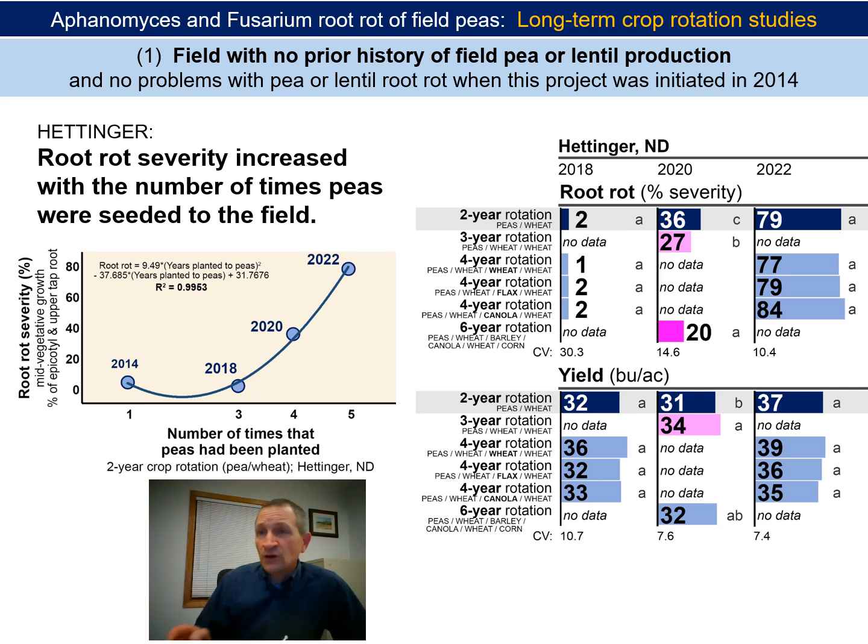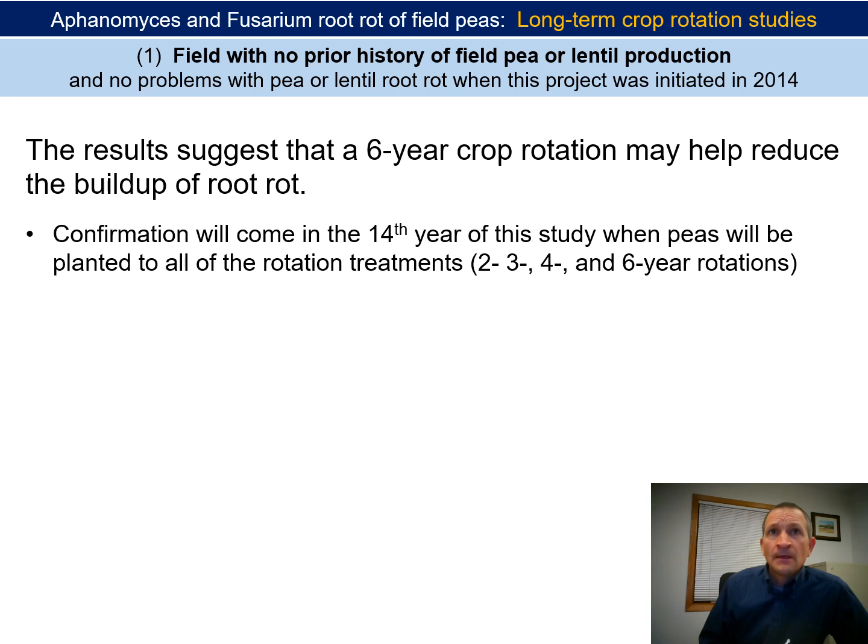And if you plot the severity versus the year, you'll see that it's well correlated. I know it's a small number of data points, but it does correspond to what we would expect, in that the root rot severity starts to really show up about the 4th time you grow peas. And that's what everyone always says. It's about the 4th time you grow peas in the field that you start to see the root rot usually, at least if you're getting decent amounts of rain. So the results do suggest that the 6-year crop rotation may help reduce the buildup of root rot.